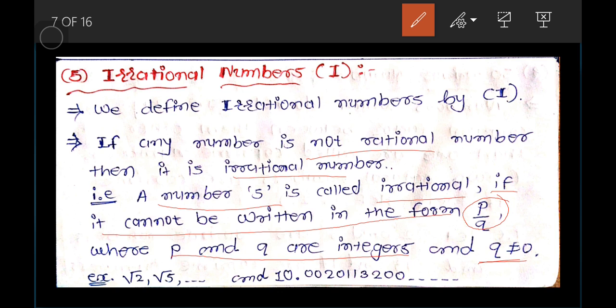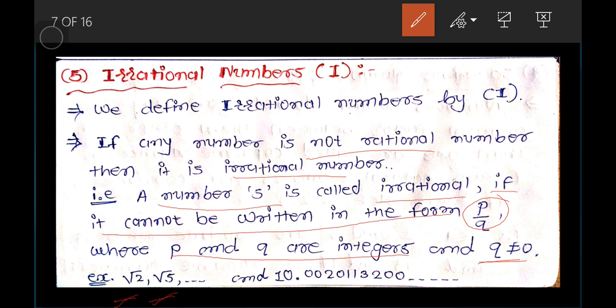Examples of irrational numbers are root 2, root 5. If you cannot find the square root of a number exactly, then you can say that this number is irrational. Here you can see that we cannot find the root of root 2 and root 5, so we can say that these numbers are irrational numbers.